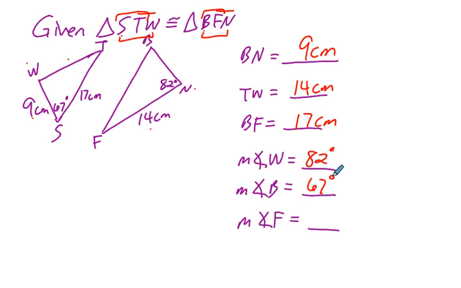And then finally, angle F has to be the same as angle T. Uh-oh. We don't have either one of those. So, what do we do? What I would do is, I know that within every triangle, my three angles have to add up to 180. So I know I have an 82 and a 67. So I'm going to subtract those from 180 to get 31 degrees for the remaining angle. So that would be angle F.